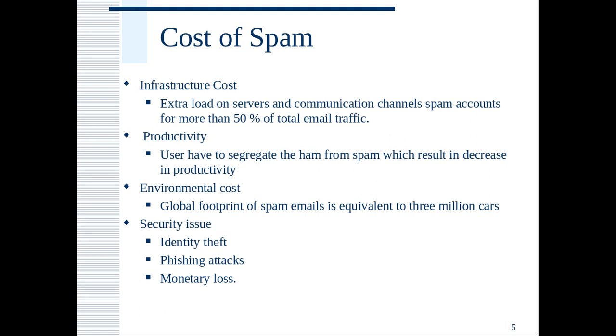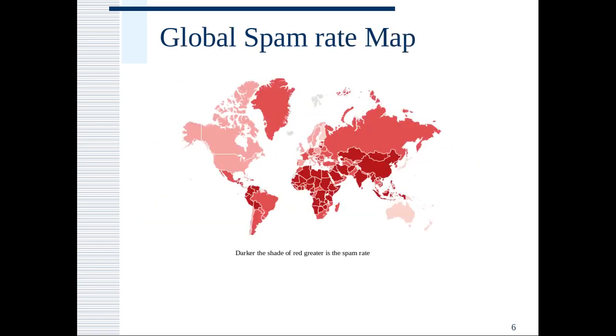Thus, spam email impacts the environment dearly. Other than this, there are security threats associated with it, which I have already discussed earlier. Considering the associated threats, it is highly imperative that an efficient spam filter is required to counter the challenges caused by spam email. This is the global spam rate map that represents the rate of spam based on the regions. As you can see, the Asian countries and African countries have a high spam rate as compared to others.